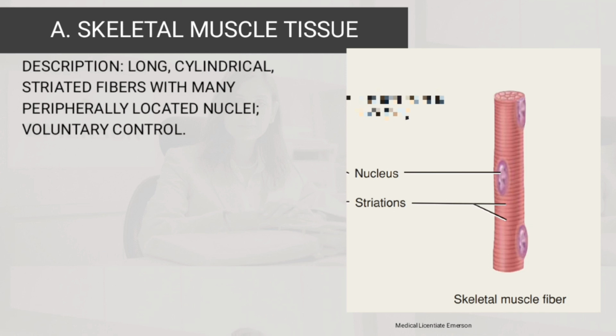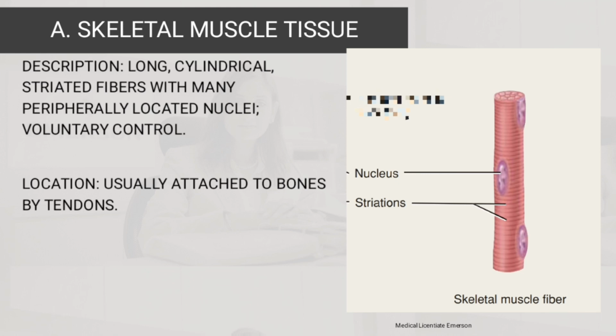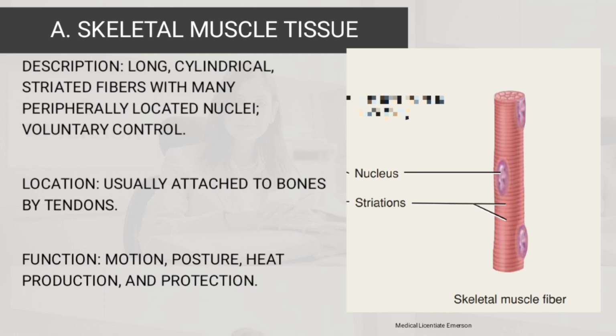Starting with skeletal muscle tissue, the description: they are long, cylindrical, striated fibers with many peripherally located nuclei, and of course they are under voluntary control. So those are two features you have to know about skeletal muscles. Location: they are usually attached to bones by tendons. Then function: skeletal muscles are for motion, posture, heat production, and protection.